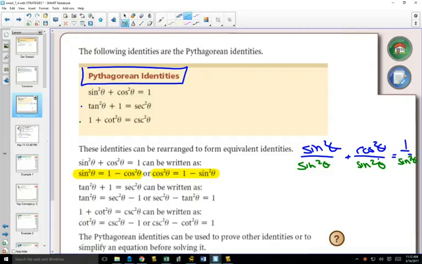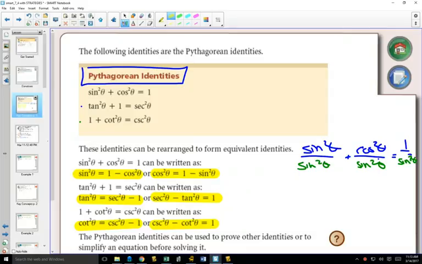Similarly, you can play around with the other ones. So if you have tan squared plus 1, you could get tan squared by itself by subtracting 1 on both sides. Or you could get the 1 by itself by subtracting tan squared on both sides. And similarly with the last one, you can do a rearrangement to either get cotangent squared by itself or get the 1 by itself. So we add these to our toolbox.